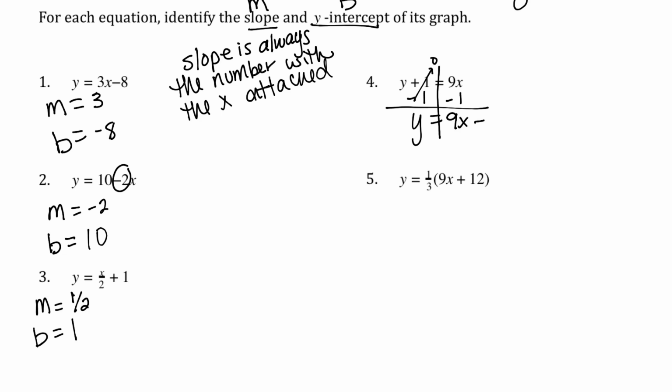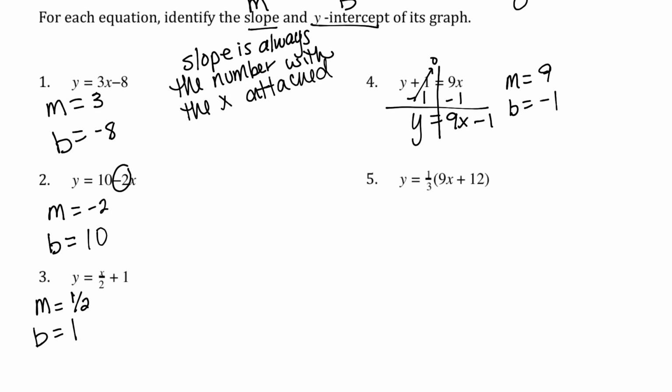So what's my slope? The slope is 9, not 9x. My y-intercept is -1.